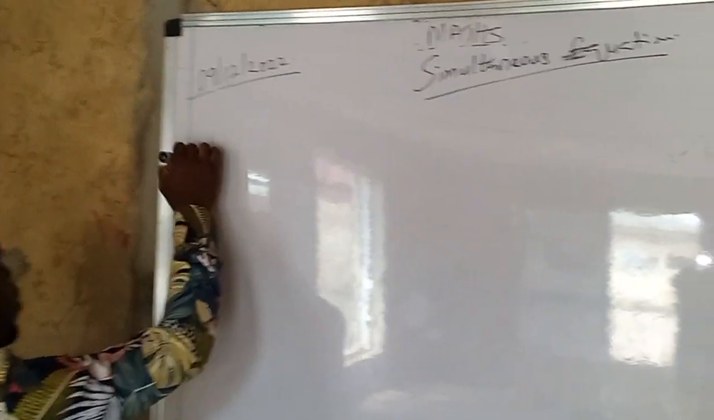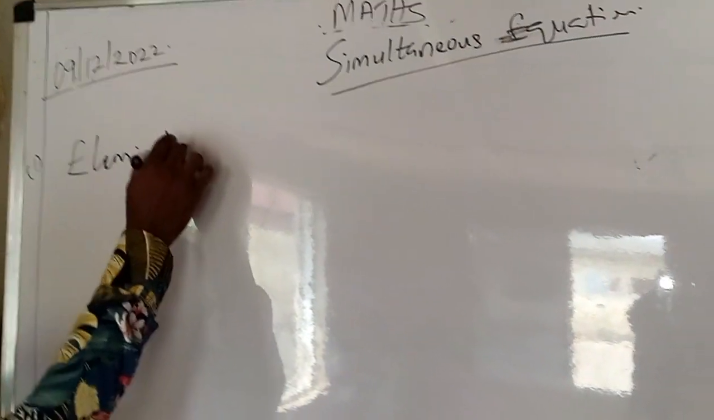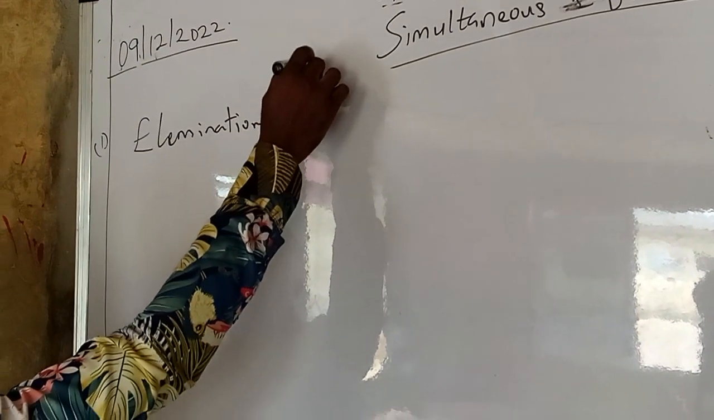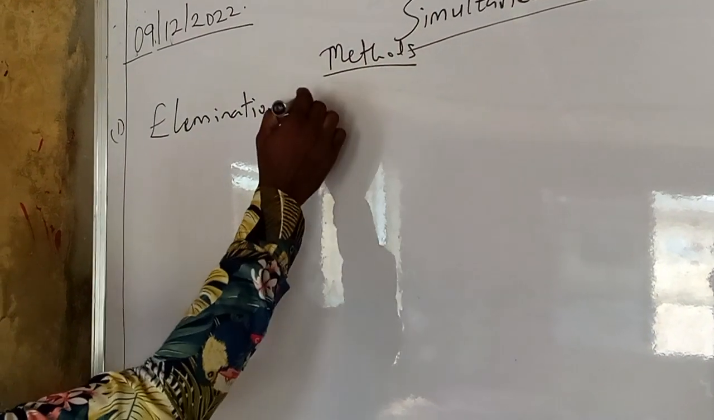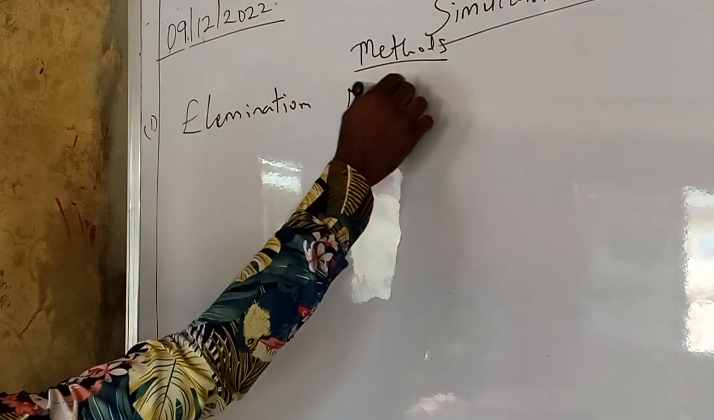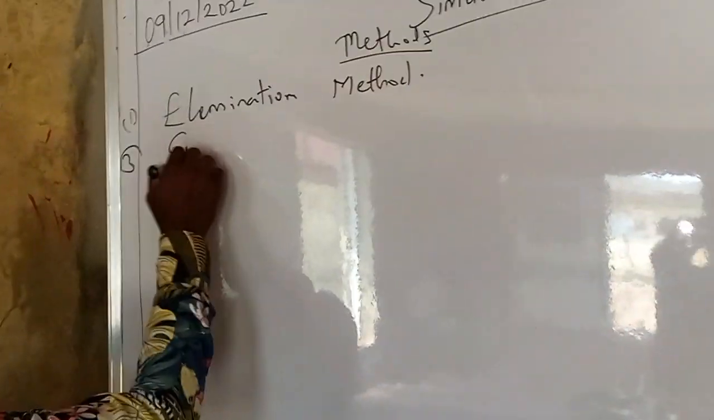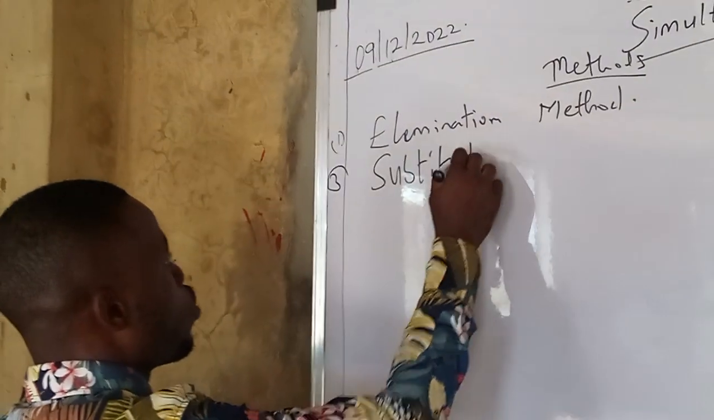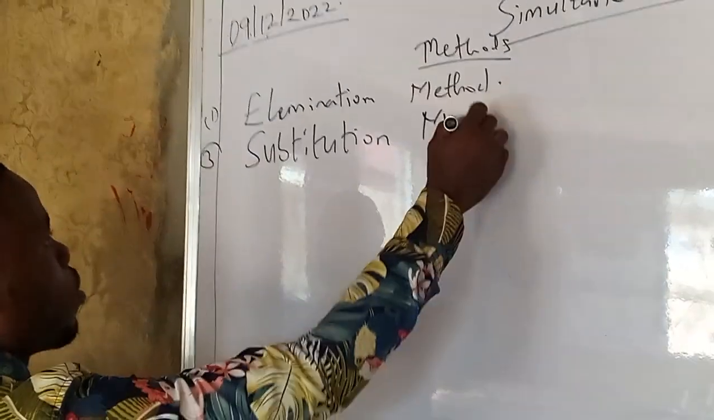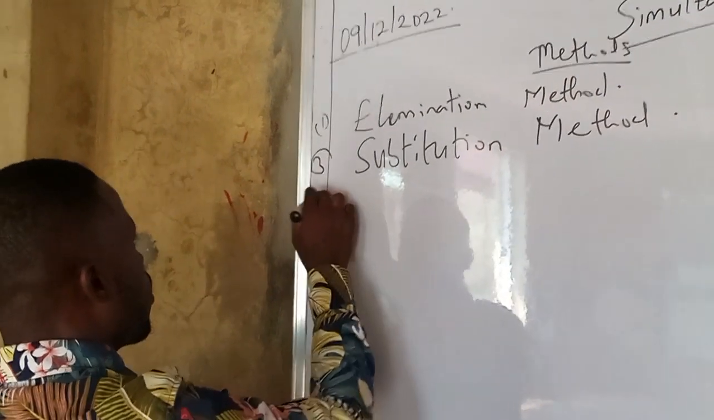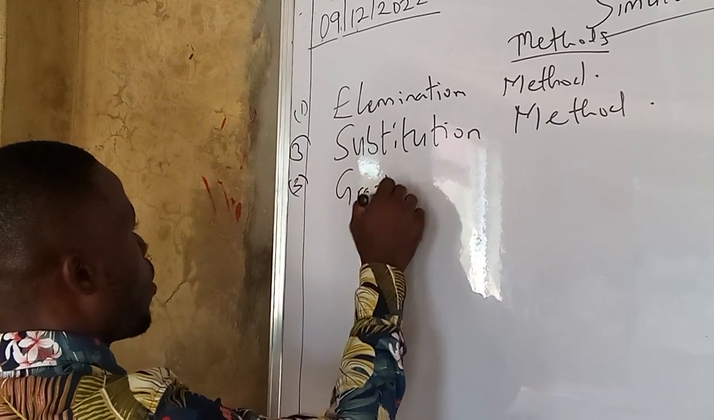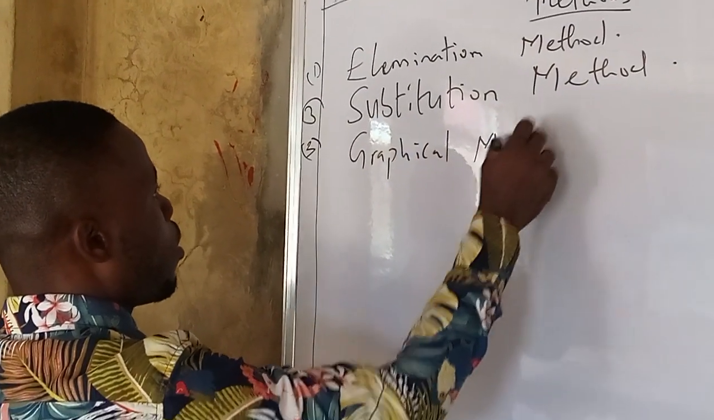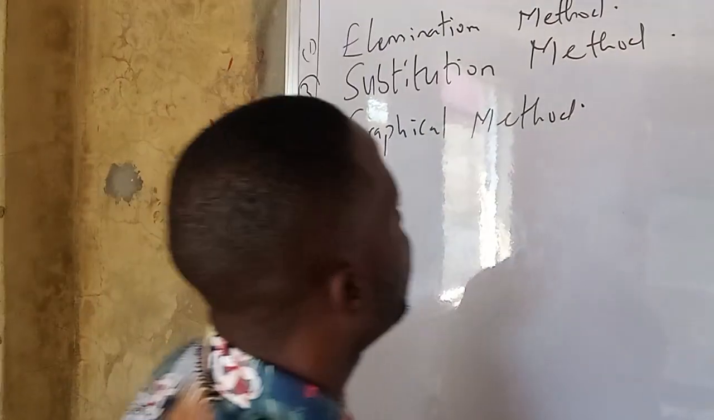We have various types. We have elimination method, substitution method, and three, we have graphical method. So we are going to start with the first example of elimination method.